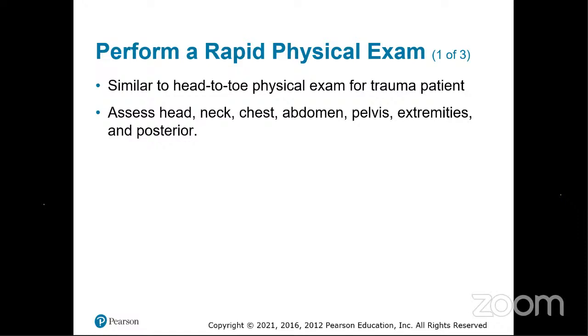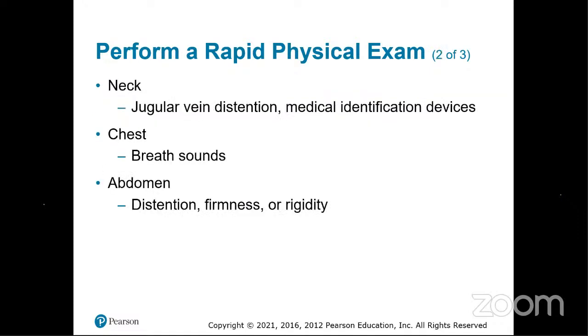So the physical exam is similar to the head to toe exam for a trauma patient. It really is, other than we're going to focus more on the head, neck, and chest area and the abdomen, because those are where our core vital organs are. And then the posterior, that's the one that a lot of times we miss, is we don't flip them over on their back. And a lot of the times, like medical patches and stuff like that, they put on their back. And so we'll miss those. So make sure that you flip them and look on their back too.